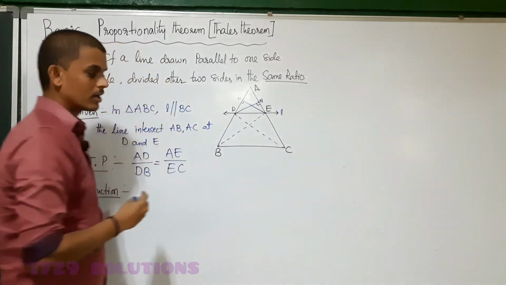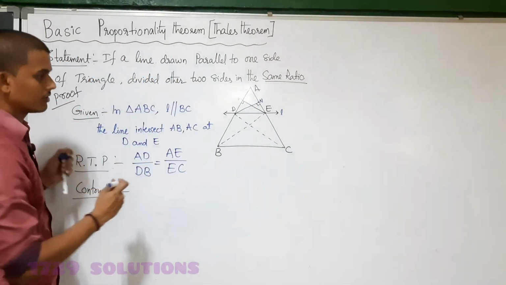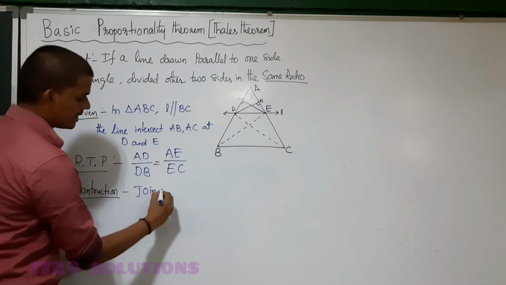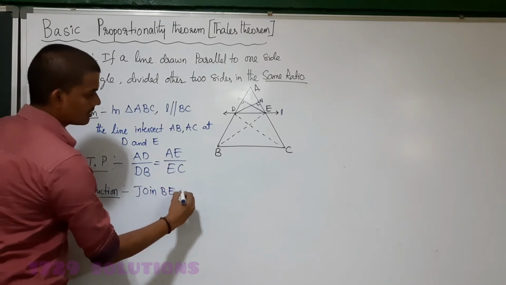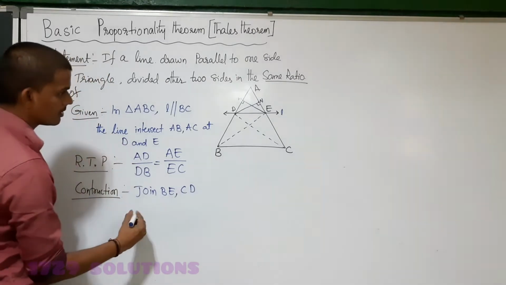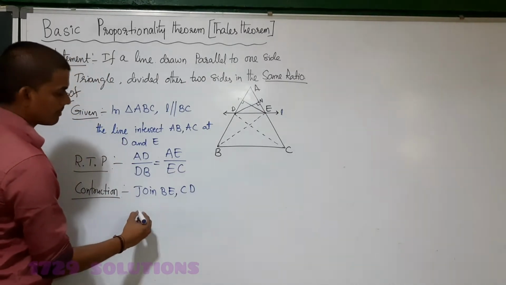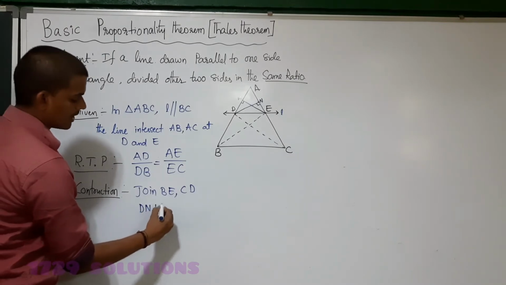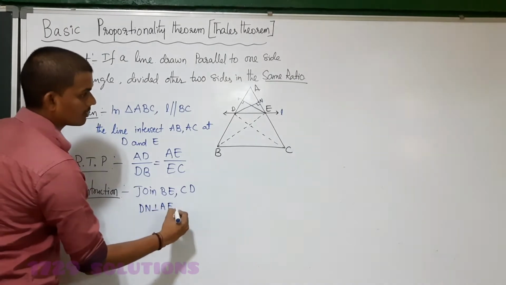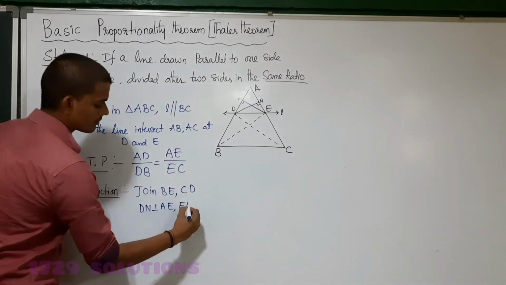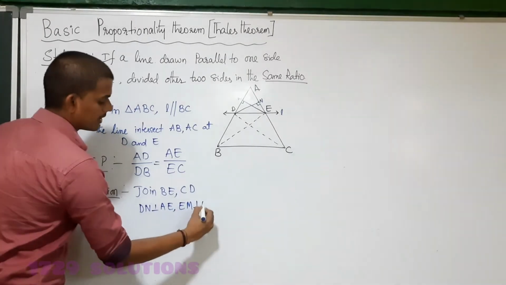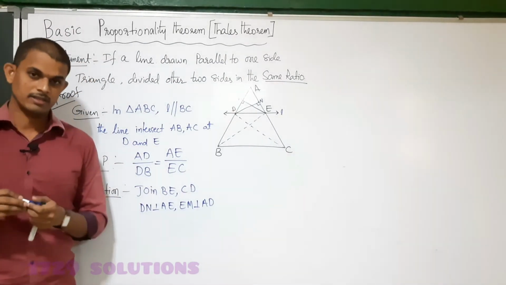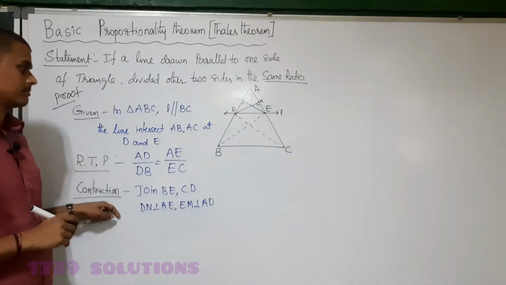This I did with blue color, so that I want to write. What do I want to write? Join BE, CD, and one more: I drew perpendicular lines, DN perpendicular to AE, and one more, EM perpendicular to AD. These are the two perpendicular lines I took. Clear? This is the construction.